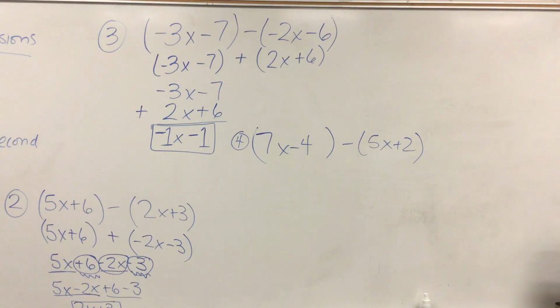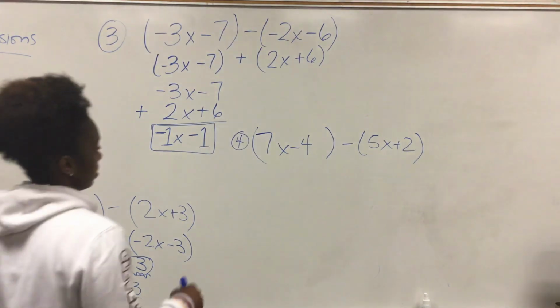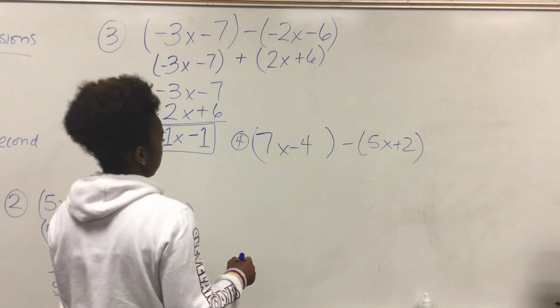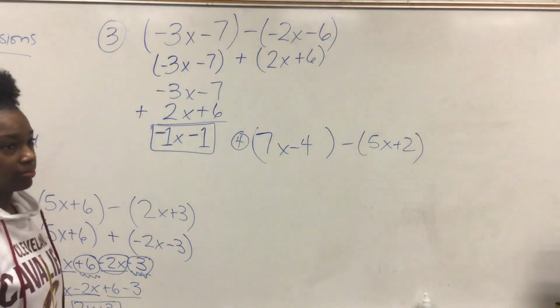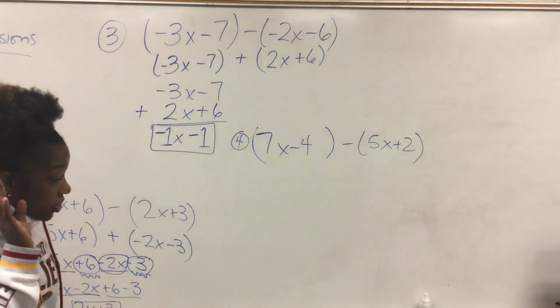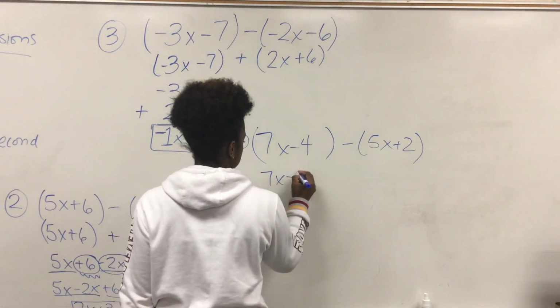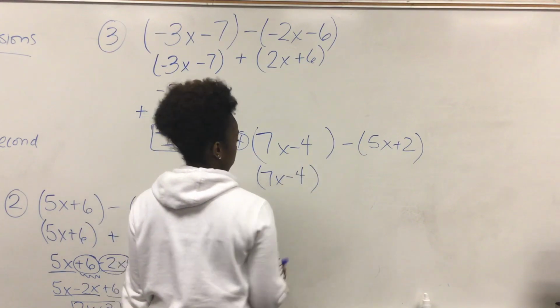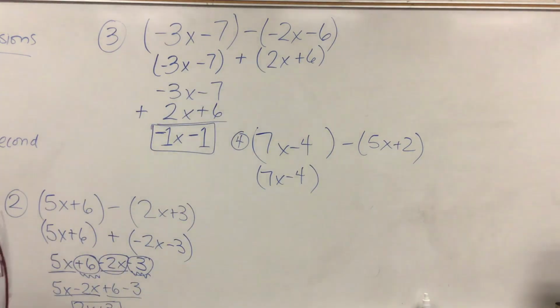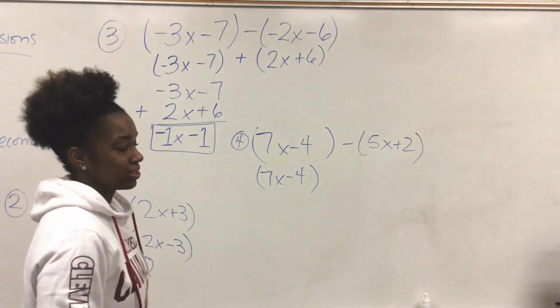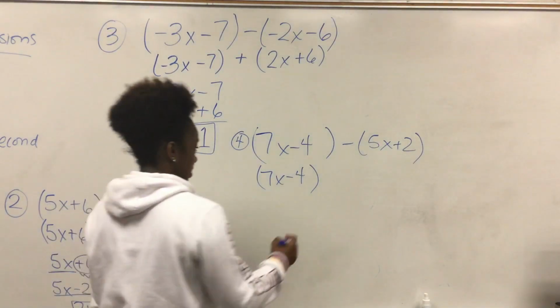Alright, so for number 4, we have 7x minus 4 minus 5x plus 2. Alright, so first step is to do what? I can't hear you. Alright, so keep the first expression. Boom. Then we have to change the what to what? Minus sign to a plus sign.